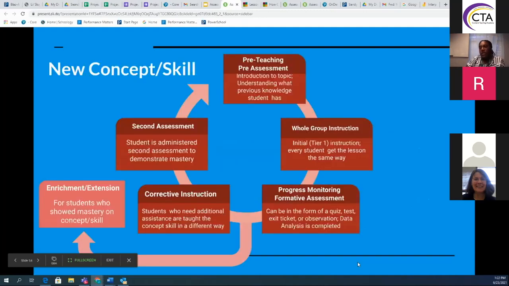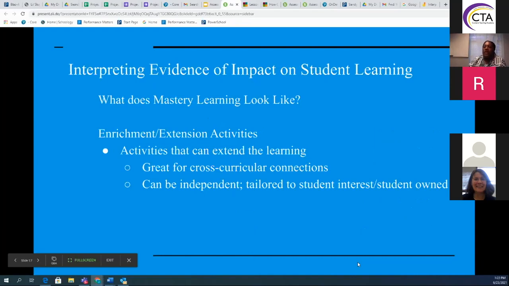All right, so then once again, that's the cycle. So we have our pre-teaching, our whole group instruction, our progress monitoring / formative assessment, our corrective instruction, and then our second assessment, which we administer before we move on to, again, our new concept and skill, and we start all over again. And then again, as you can see, we have over to the side our students who have enrichment or extension activities.